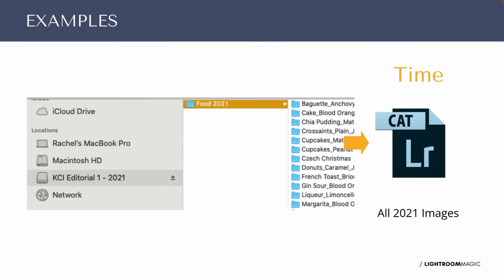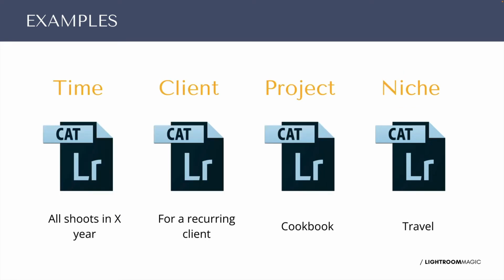So let's look at an example here. So here we have a hard drive. So this is a hard drive that I have plugged in, and on that hard drive, I have a folder with all of my food shoots for that particular year. So here they are in order, and then all of those shoots go into a time-based catalog. So let's say all 2021 images. So I want you to think about which one of these resonates with you, and maybe you're going to do multiple.